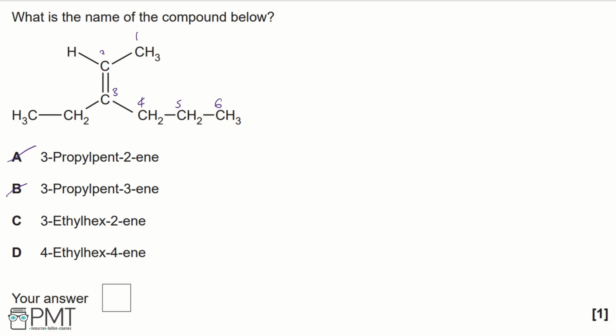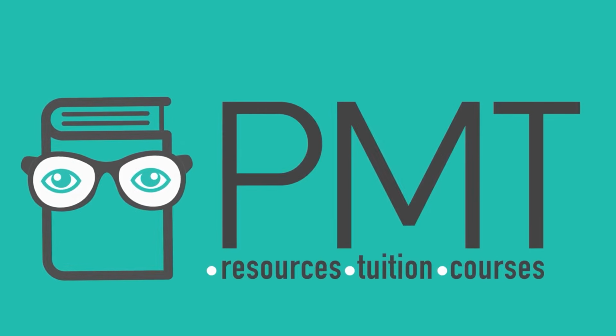So here we've got it on carbon number 2. And then on carbon number 3, we have our ethyl group. That means our answer is C. So to get the mark for this question, we need to write C in the answer box provided.